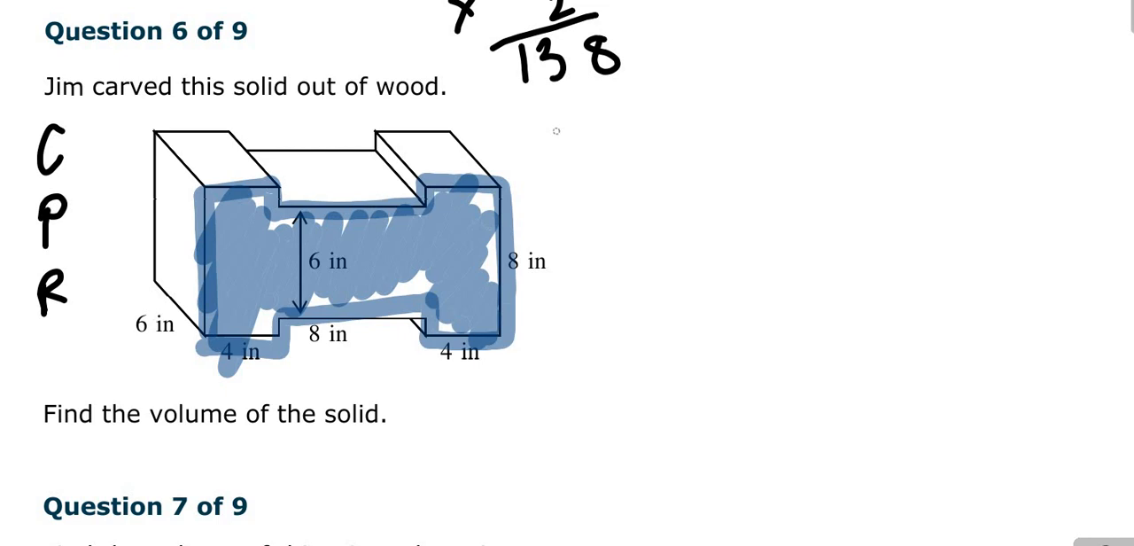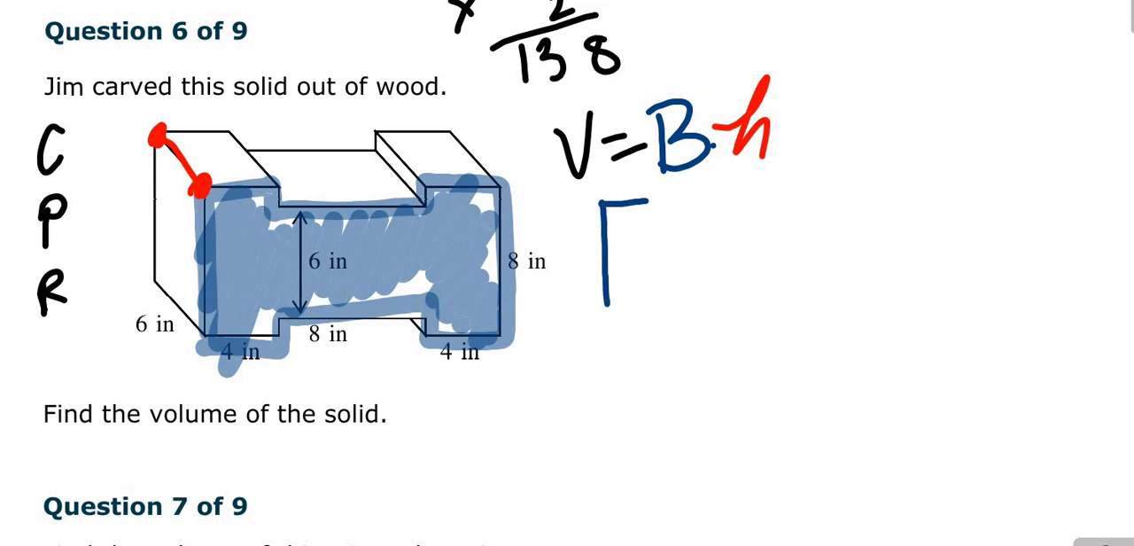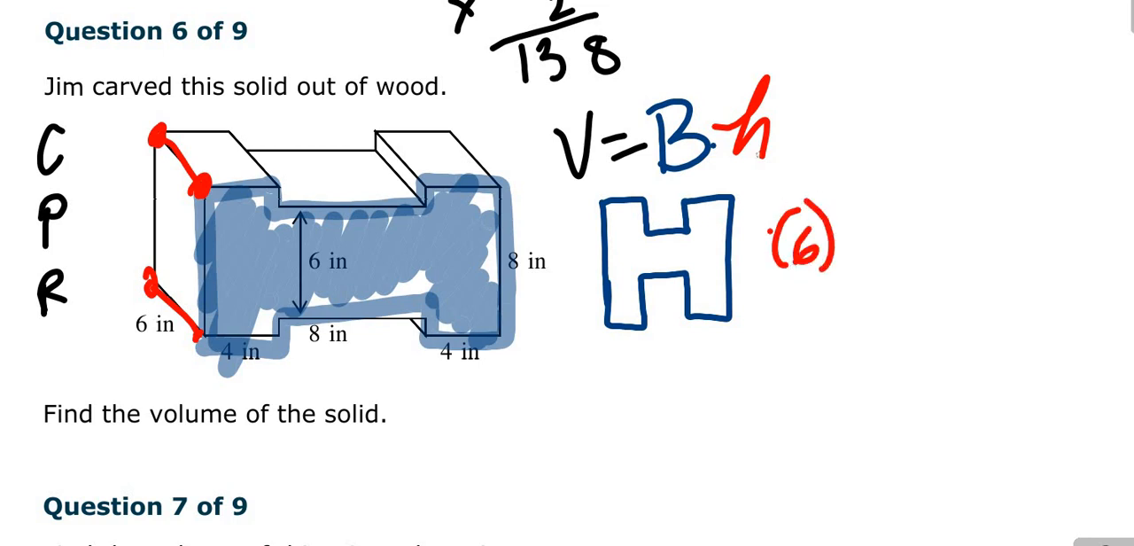So volume equals base times height. Height is the distance between the bases, so it'd be going this way. So our base is this L shape. Height is distance between the bases. We already have that. It's times 6.